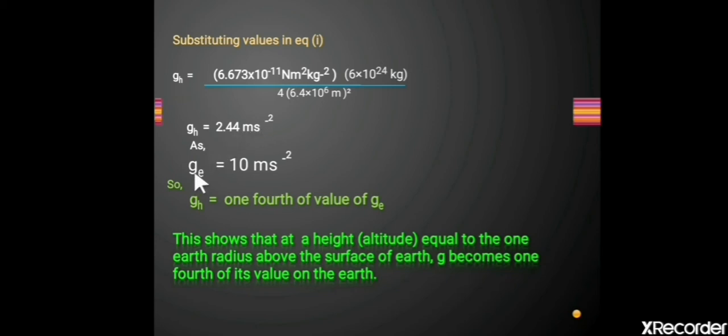But as the acceleration on the surface of the earth is 10 ms minus 2, if you divide this 10 by 2.44, then you will get an approximate value which is equal to 4. It means that this value is 1/4 part of this value. So gh is equal to 1/4 of the value of ge. This shows that at an altitude equal to 1 earth radius above the surface of the earth, g becomes 1/4 of its value on the earth.